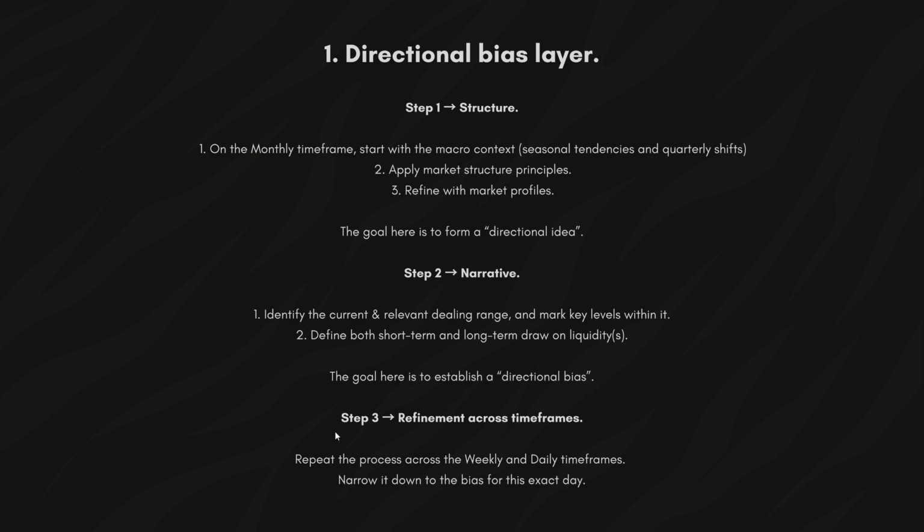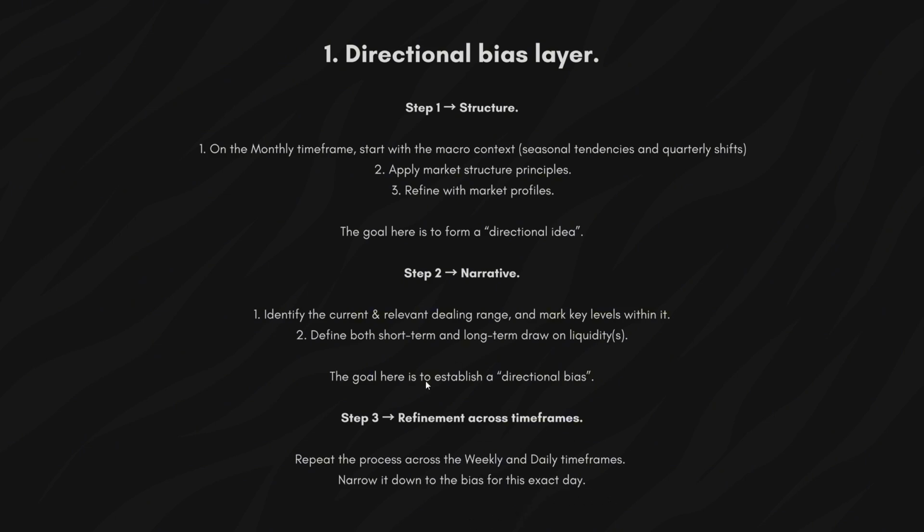After that we move on to step 3, and within step 3 we refine our analysis across multiple time frames from the monthly down to the daily time frame. This is where we refine everything. We've already formed a directional bias on the monthly time frame, but now we need to get specific, meaning we need to determine the actual directional bias for the current trading day that we're going to trade. That is exactly what this step is for. Within this step we repeat the exact same process on the weekly and the daily time frame, and at the end we get a precise directional bias for the current trading day.